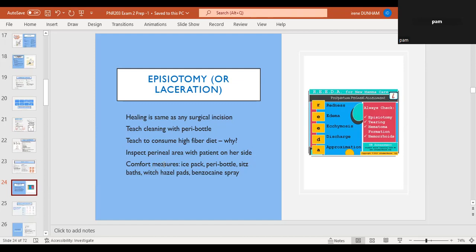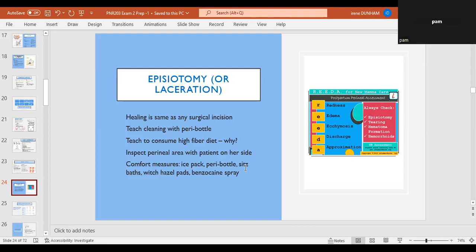Now, you have comfort measures. I told you about the ice pack for the first 24 hours. You have that peri bottle every time she urinates or has a bowel movement. And then after 24 hours, we have what we call a sitz bath, SITZ. And in your book, there's a really nice picture of it. That is a lovely comfort measure. She can have warm water and sit there and let the warm water flow over the episiotomy.